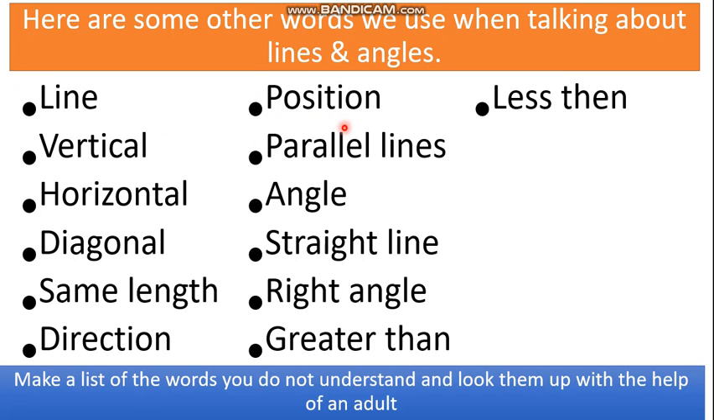So position is where something is located, and often when we talk about position we speak about it in relation to something else. So we recently did prepositions of place, where we spoke about maybe the pencil case being on the desk or the bag being under the desk, and the position of the bag was under the desk. So that's where the location of it was in relation to something else. So that's when we talk about position.